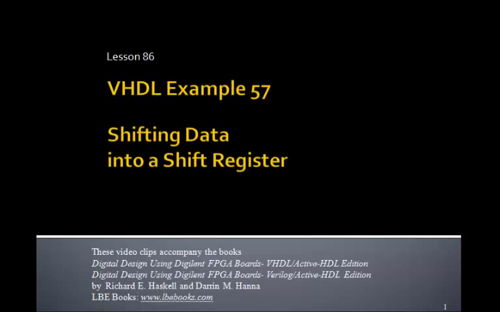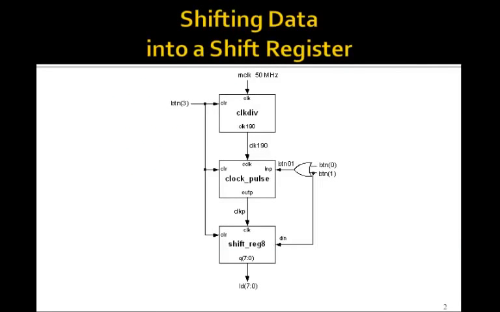This is lesson 86, VHDL example 57. In this example, we're going to write a VHDL program that will shift data into the shift register. Now, we're going to do a little trick here. We're going to use button 0 and button 1 to shift either a 0 or a 1 into this shift register. We're going to use clock div and clock pulse that we've seen before.